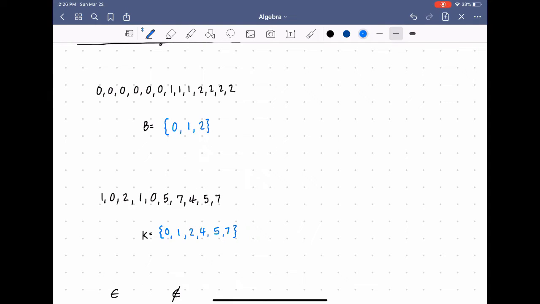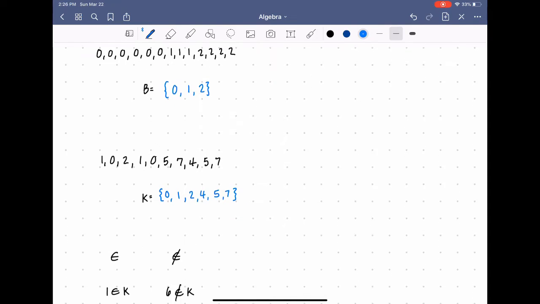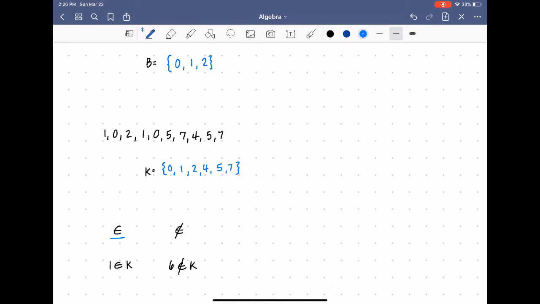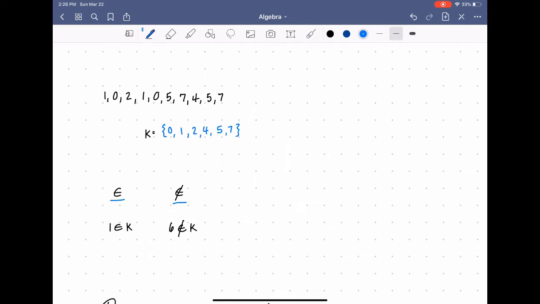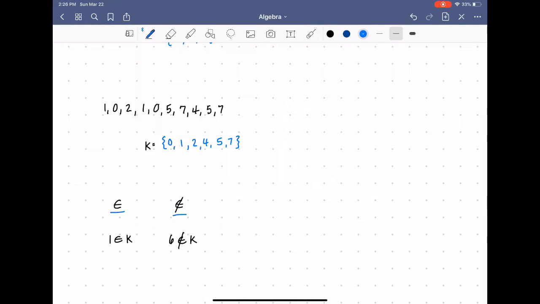So the next part you need to know about sets is that we use these two symbols. The first one means is a member of. The second means is not a member of. So in this case, 1 is a member of the set K. You can see here, if I can locate 1 in my set, it does exist inside of the set. For the second one, the number 6 is not a member of the set K. If I look through set K, I don't see the number 6 anywhere. Therefore, 6 is not a member of set K.